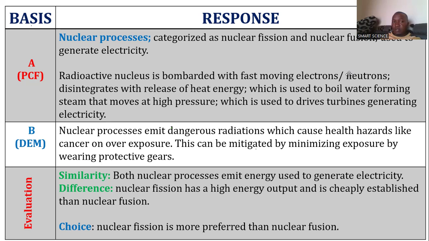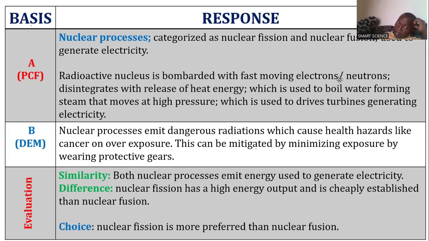So in this particular part, the radioactive nucleus we are handling, we shall bombard it with fast-moving electrons or neutrons. And as it is bombarded with fast-moving electrons, the nucleus will disintegrate with the evolution of heat energy. This heat energy is used to boil water, forming steam that moves at a very high pressure. The steam will drive the turbines, generating electricity, which can be used in our society.